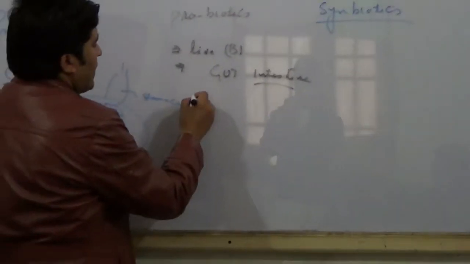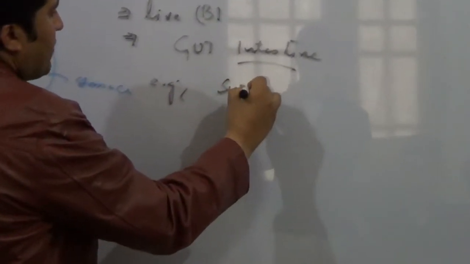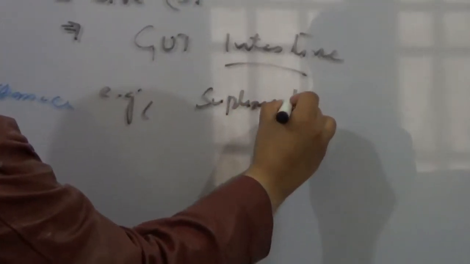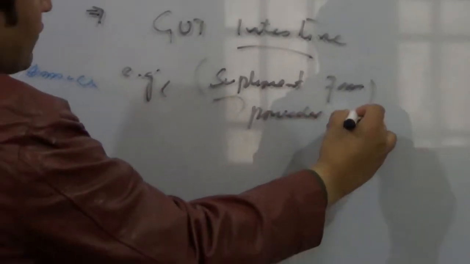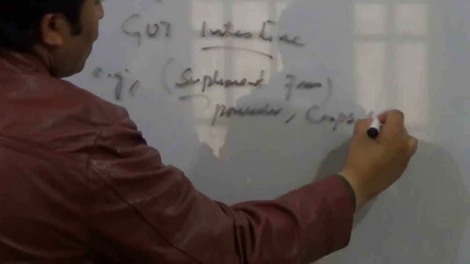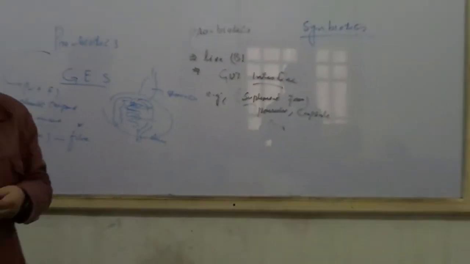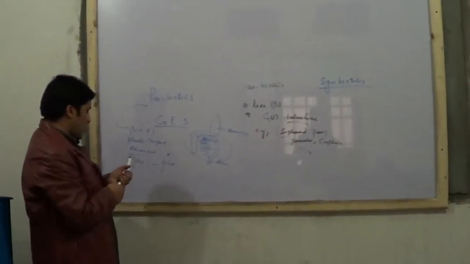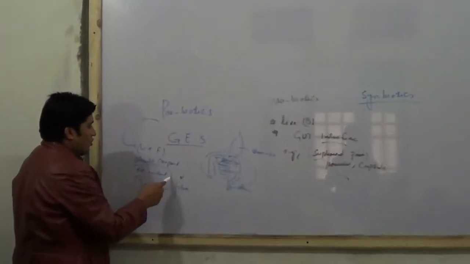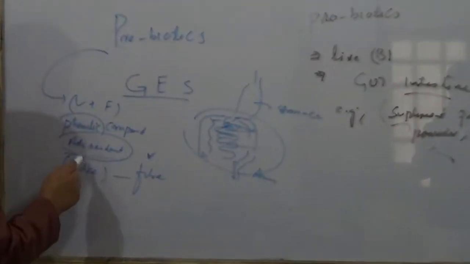For example, they're also available in supplement form. You can have them in powder form or capsule form. So these are the prebiotics, and as I mentioned, they have antioxidant density, they have phenolic compounds, and they have fiber density.